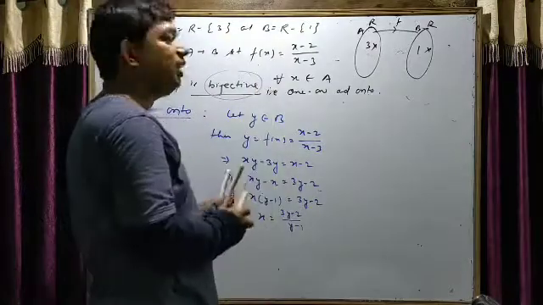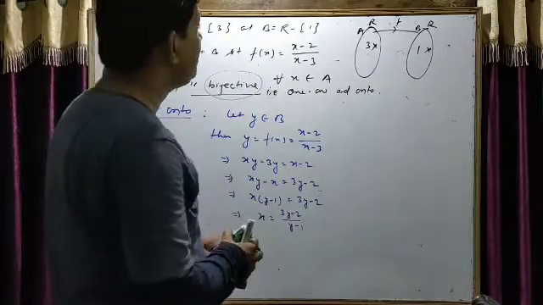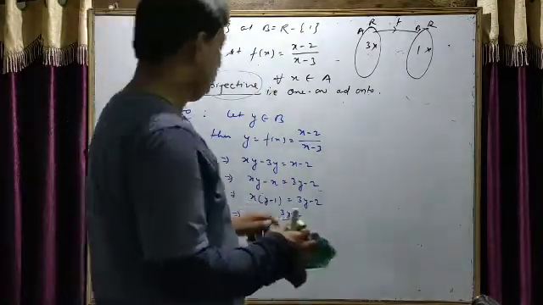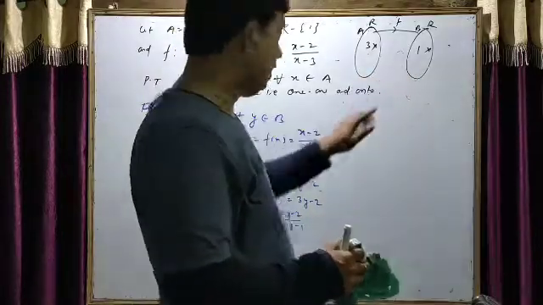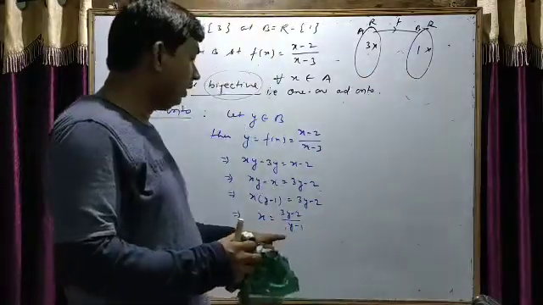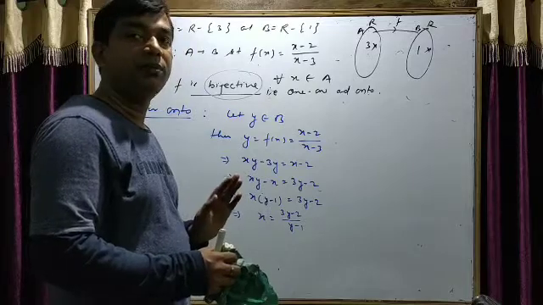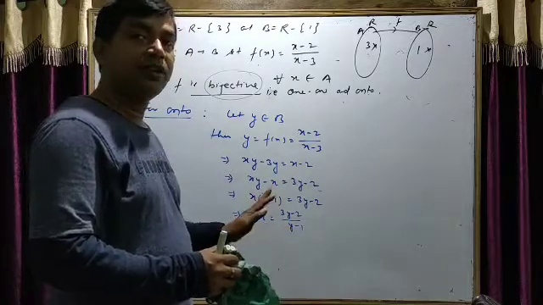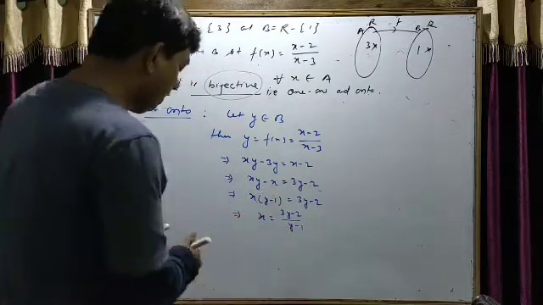So in set B, why is it written R minus 1? Because in the range, 1 never comes. If I take y as 1, then this x is not defined. Why? Because 1 by 0 is not defined. That means y equal to 1 is not present.